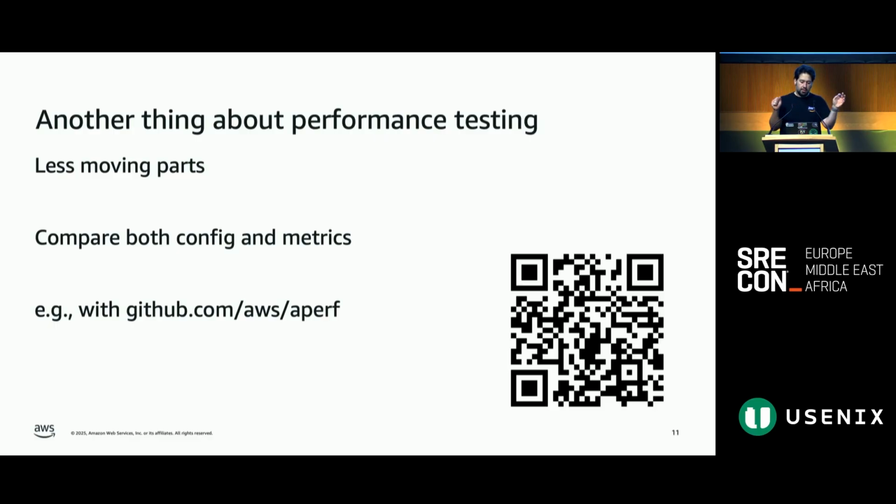And there is at least this open source project called aperf. It's being developed by the Annapurna folks at AWS. It collects perf metrics, but it also collects your system configuration. And so when you compare the two, like in x86 and in ARM64, if you see weird things, you will also have the config right next to you. And so you will be able to tell maybe this might be the issue.